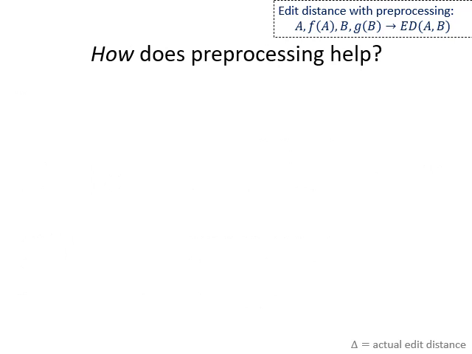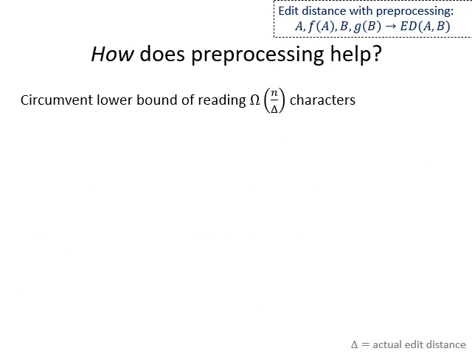I told you that pre-processing helps. You might wonder why. So first of all, there is this annoying lower bound of n over delta characters. We have to read at least that many characters to observe any difference between the two strings. We obviously overcome that because in the pre-processing step, we read all the characters.